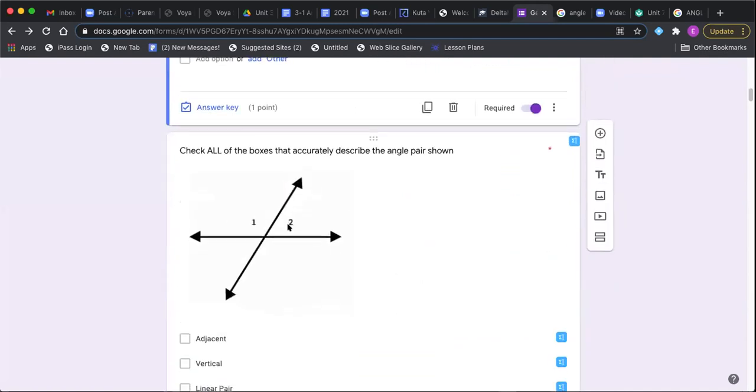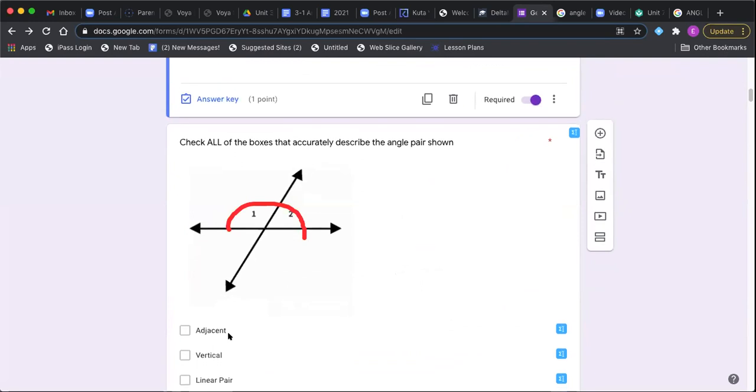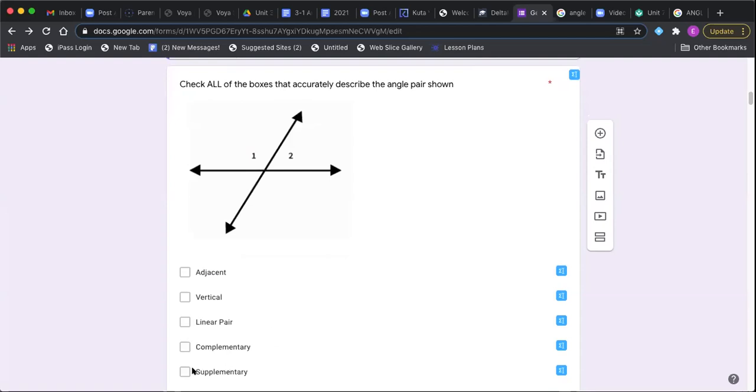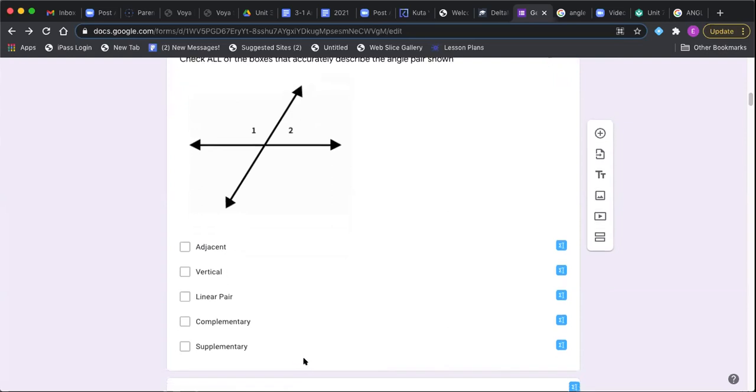So these two, angles 1 and 2. Check this out. Don't they make the full rainbow? Yeah, they do. So they are adjacent. They're next door neighbors. So I would pick that. Not vertical. Linear pair, you bet they are, because they make that full rainbow. Complementary means that they add to 90. That's not this. It's supplementary. So I would pick supplementary because they do add to be 180. So this one should have been adjacent, linear pair, and supplementary. Those are the three that work for this one.